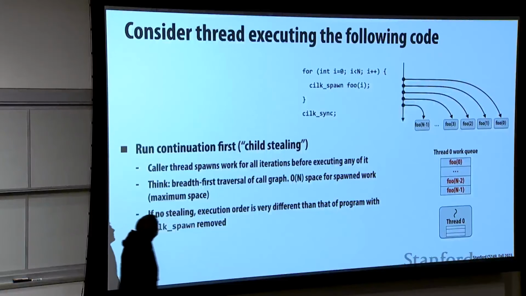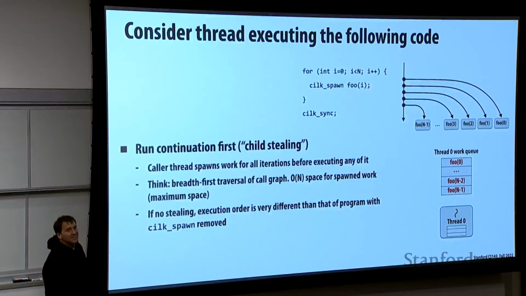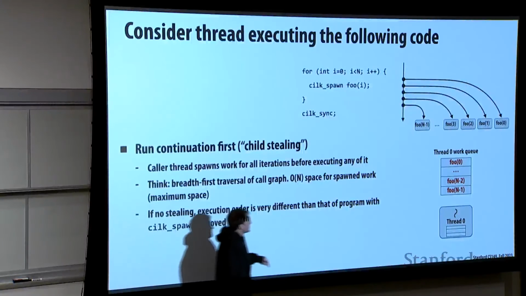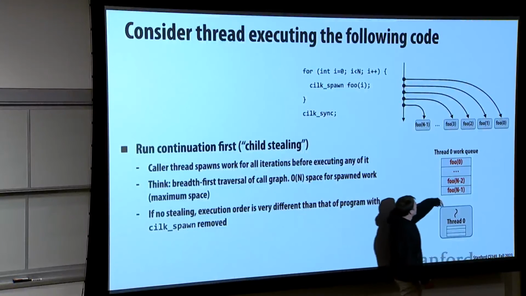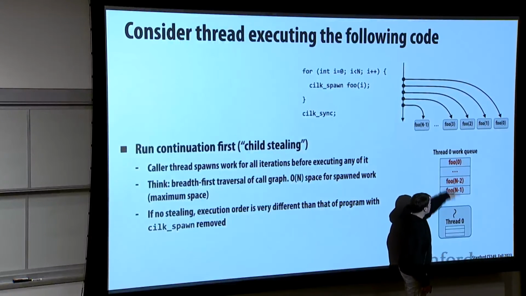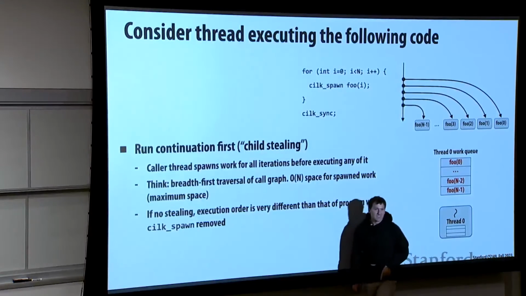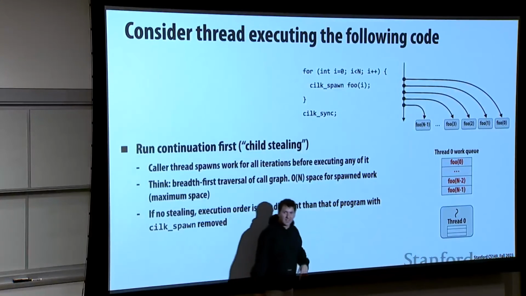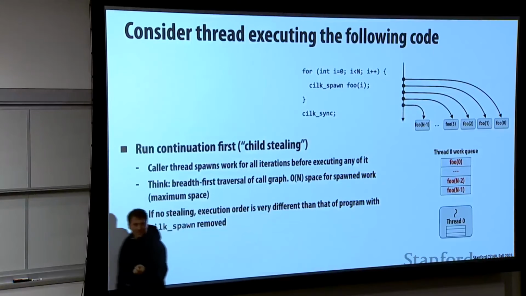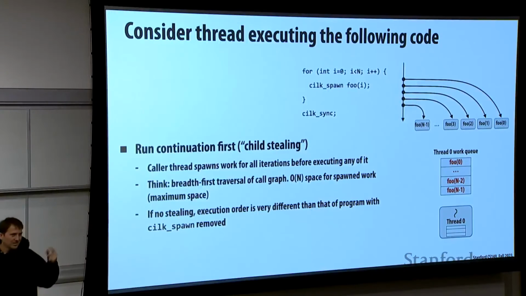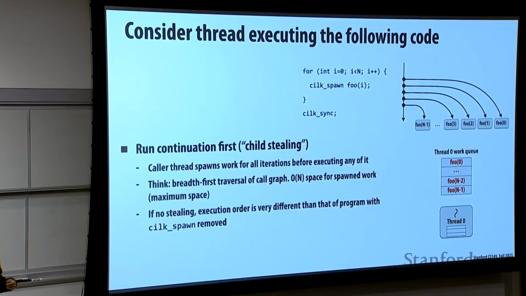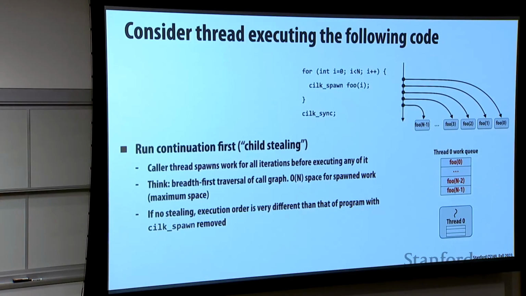And if we run the continuation first, every one of those spawns is just going to be adding foo 0, foo 1, foo 2, foo 3 into my work queue. And the existing thread is just going to keep running that for loop, because that's the continuation. It just keeps running the caller. And this queue just kind of fills up with a bunch of work. Can you see how that works?